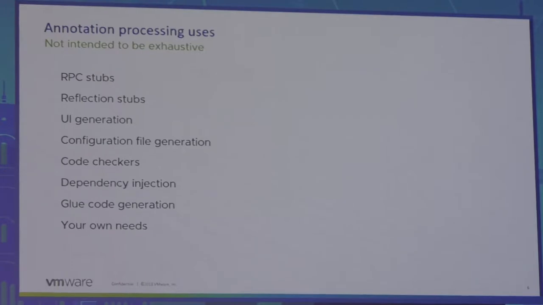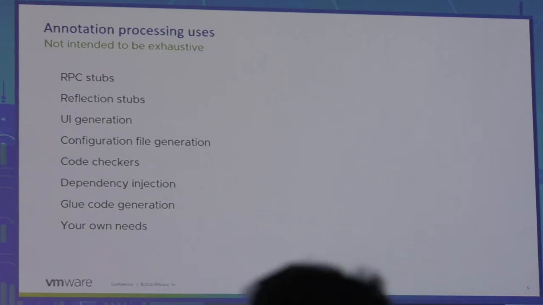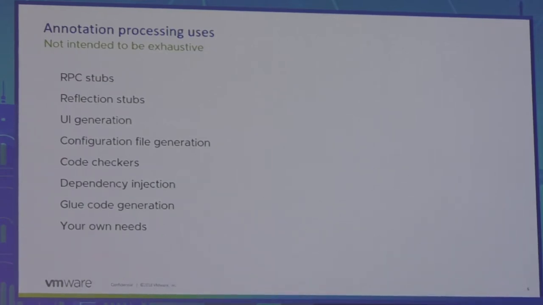Annotation processing is used for many different tasks. Here's a non-exhaustive list of things that you can benefit from annotation processing. For example, RPC stubs, reflection stubs, dependency injection, or Google code generation. Or you can do something that you need, like we are going to show in the later slides.